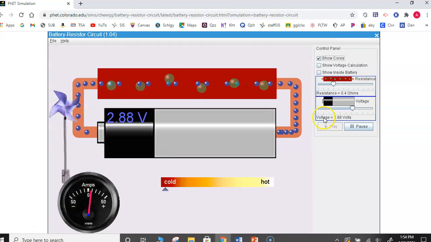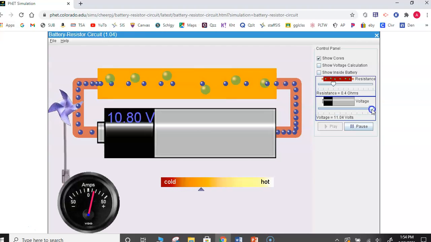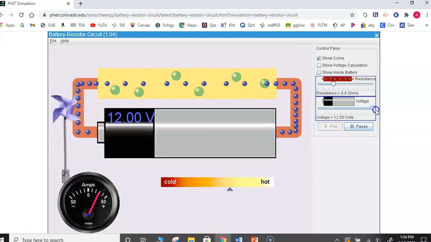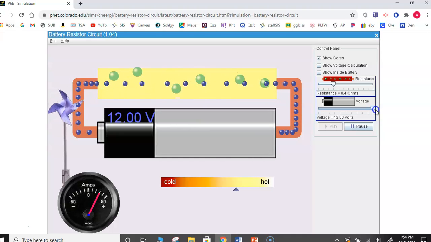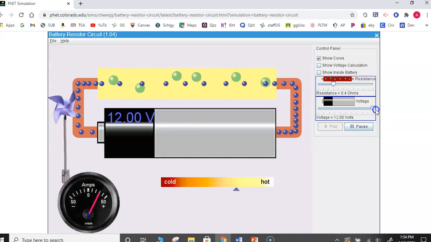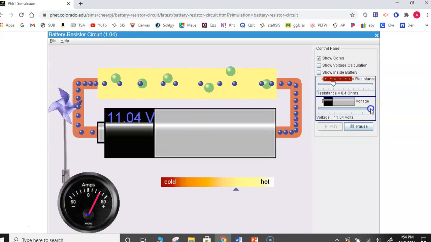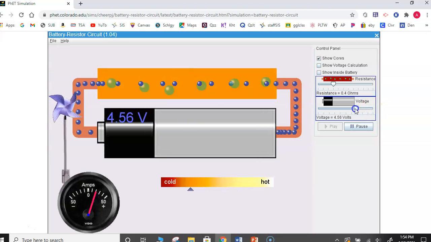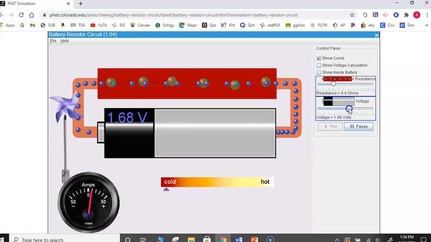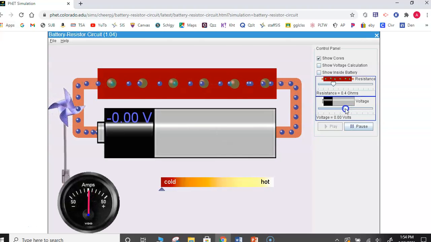What's going to happen to the current of our system as I increase the voltage? If I increase the voltage, what's going to happen to my flow rate of electrons or protons? Oh, wrong way. Well, you can see that my flow rate increases. The electrons start moving faster. If I reduce the voltage, they start moving slower and slower and slower.